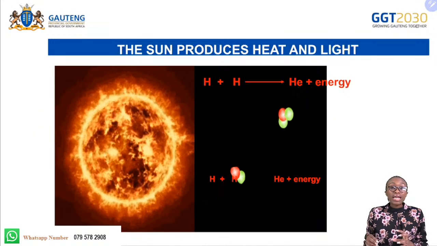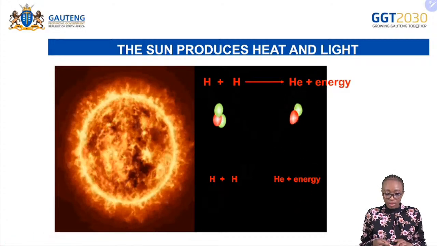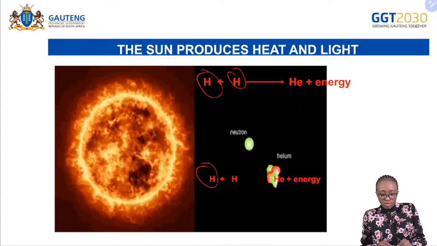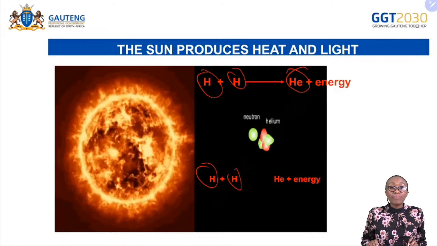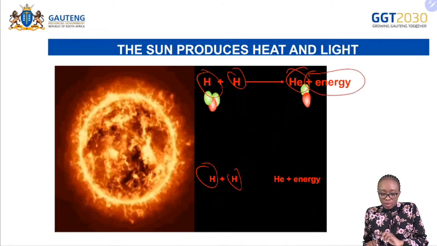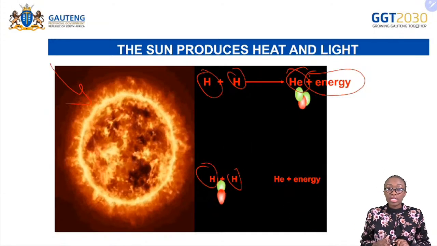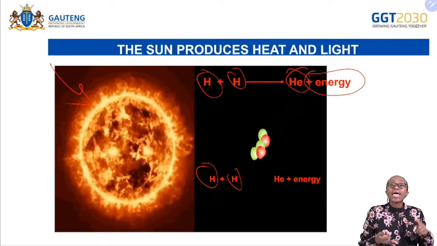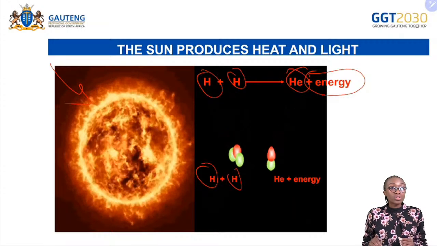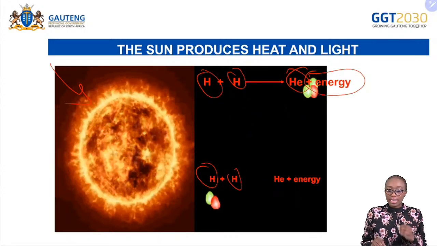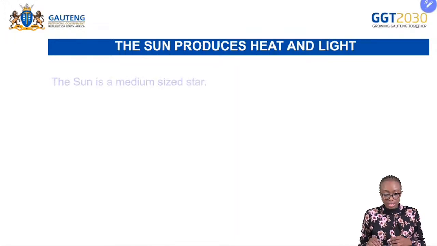Now, I've got another video just to further illustrate this nuclear reaction. We have 4 hydrogen nuclei. We fuse them together to produce a helium atom, and then the process releases energy. What kind of energy is it? Look at this picture here. It is heat energy and it is light energy. That's how the sun produces heat and light.